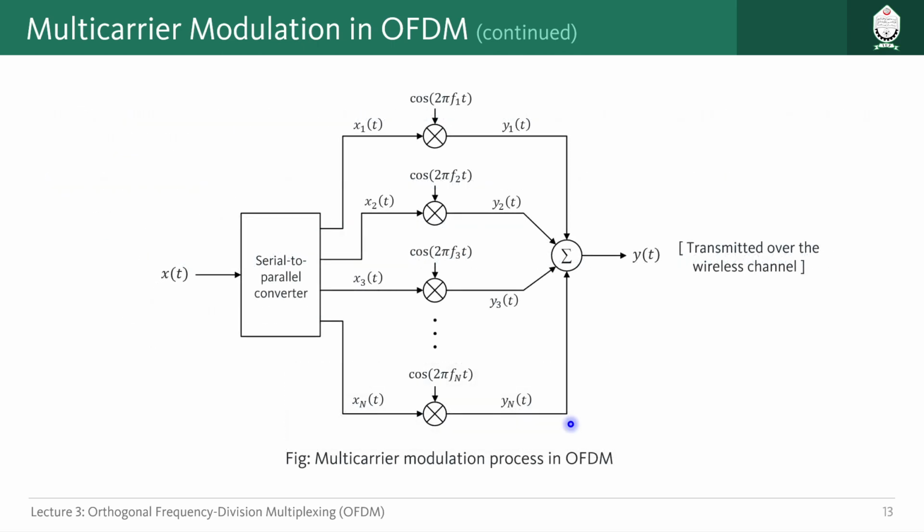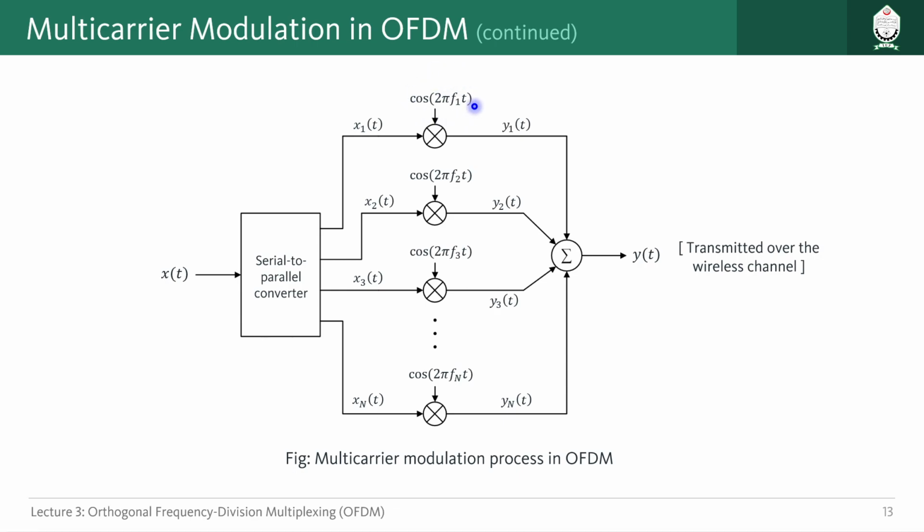Now if I want to graphically represent what is happening at the modulator, basically we have a signal x of t which we want to transmit. We have a serial to parallel converter which will divide our x of t into n different substreams, starting from x1, x2, x3 up to x of n, and for each of them we will have a different subcarrier.